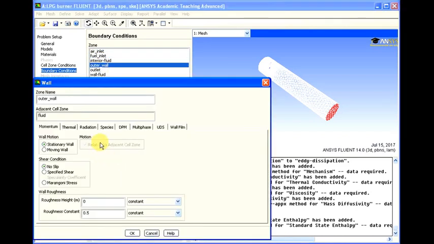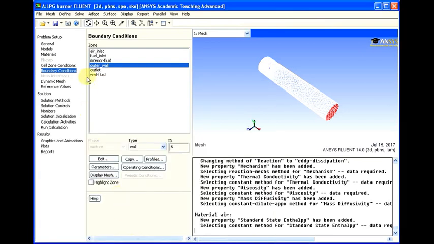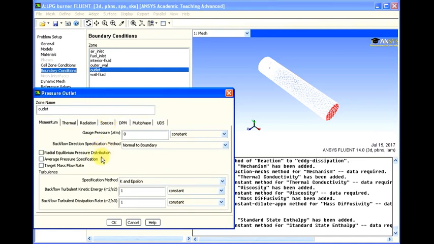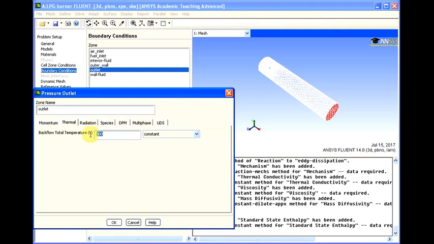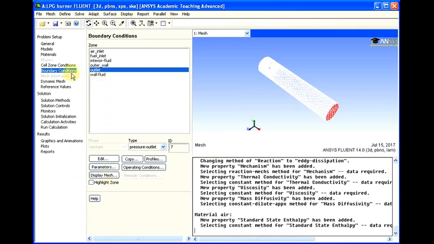For the outer wall, by right you have to specify how much heat loss there is, as a negative value, but here we will not do that. Then the pressure outlet. Here we can specify the backflow temperature. We expect around 1000 kelvin backflow. Then for species, you have to calculate from the chemical equilibrium. The carbon dioxide will be about 16.9%. You have to write the equations and calculate how much percent you will have there. Okay.